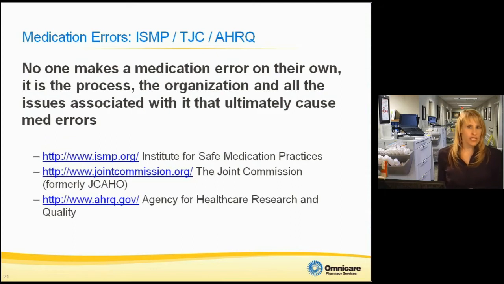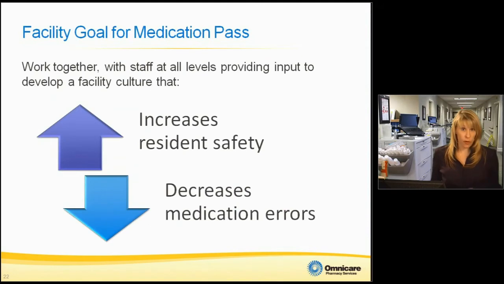There's a bunch of agencies out there, some of them are listed on this slide, that go through and research process issues related to medication errors and patient harm. The one thing that they all agree on is that no one makes a medication error entirely on their own. It's usually the process, the organization, and all of the issues associated with that organization that ultimately cause medication errors. So you're not alone in this. It's a whole system.